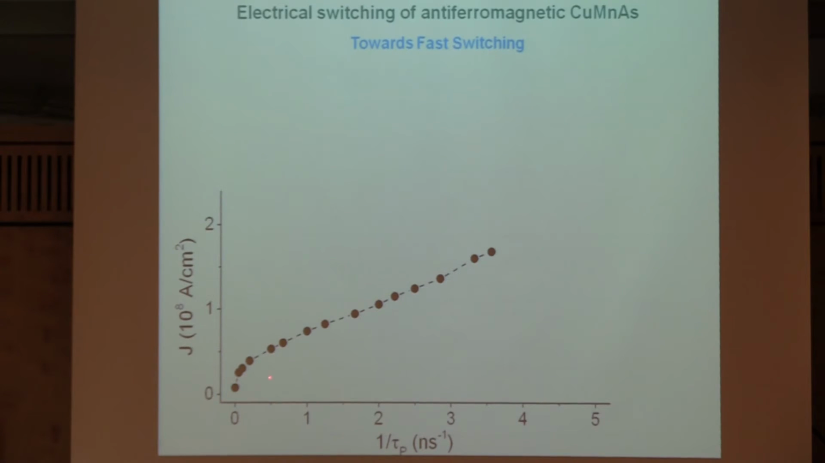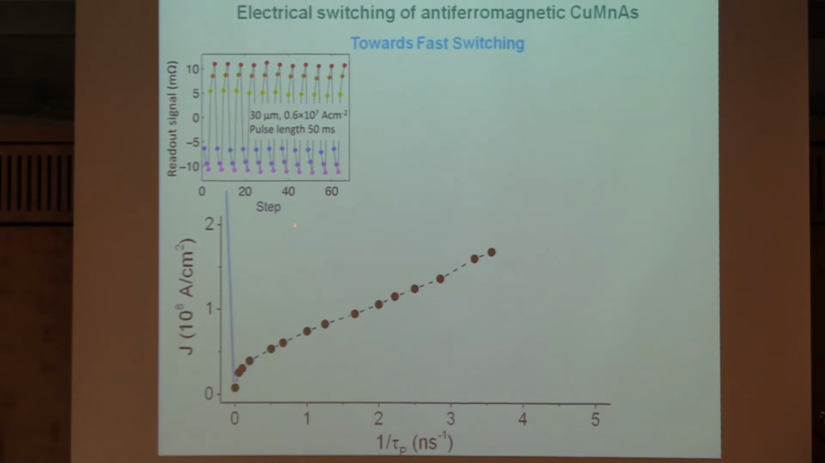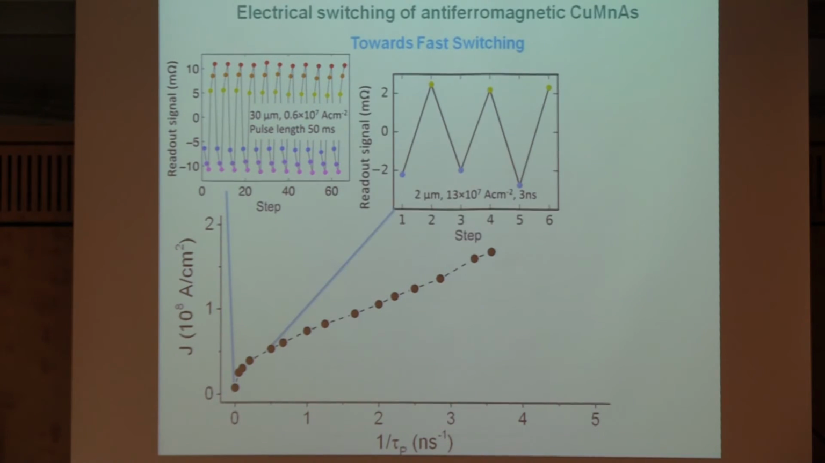What is plotted here is in principle 1 over the pulse length as the required current density you need in order to switch your copper manganese arsenide. And as you see, you're in a region where probably thermal activation plays a big role. So you get this nonlinear behavior in the beginning. And then you more or less follow a straight line. With increasing current density, you can go to shorter pulses, which makes it possible to flip. And here, these are measurements done with pulses of the order of 50 milliseconds where you can switch between the states. But I showed you those data.